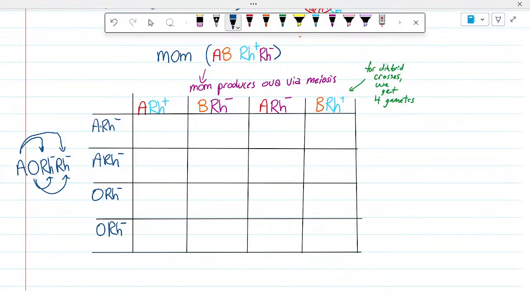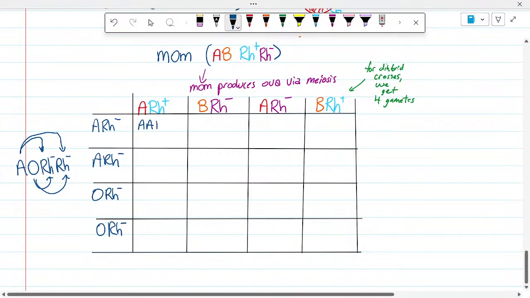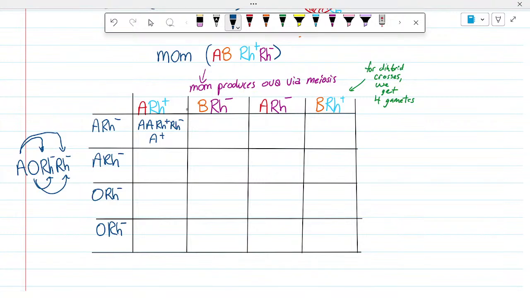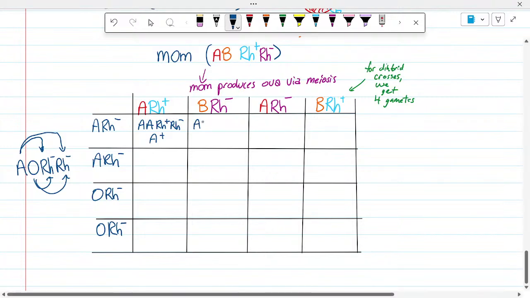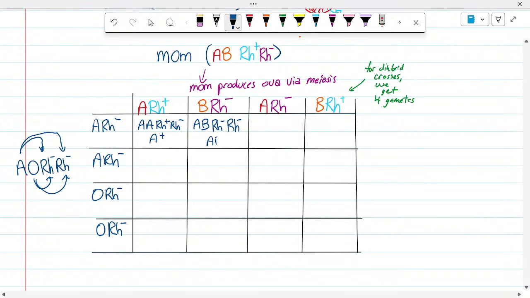Okay, so let's work out this top one. What will we get here? We'll get A with A, giving us AA, and we'll get Rh positive with Rh negative. What blood type will this person be? A positive. Good. Okay, what do we get here? A will pair up with B. And Rh negative will pair up with Rh negative. Very good. What blood type is this person? AB negative. Good. Okay, what about here?